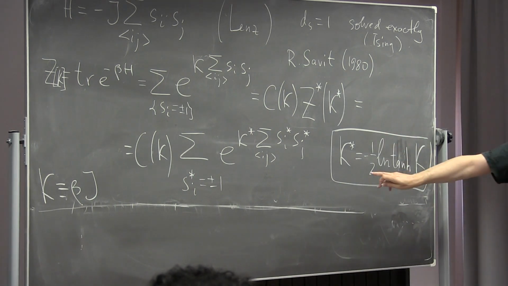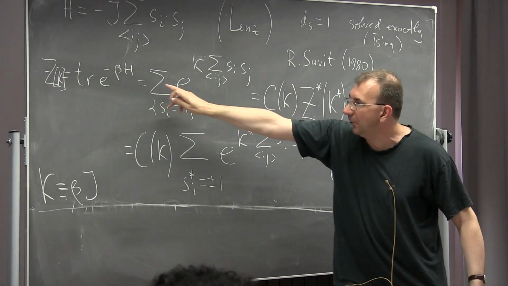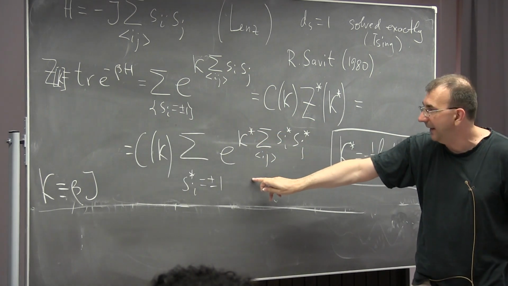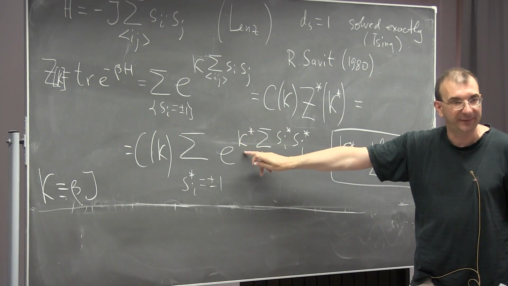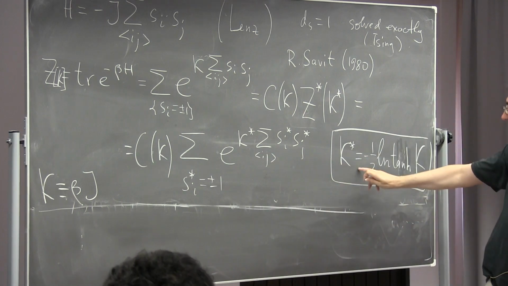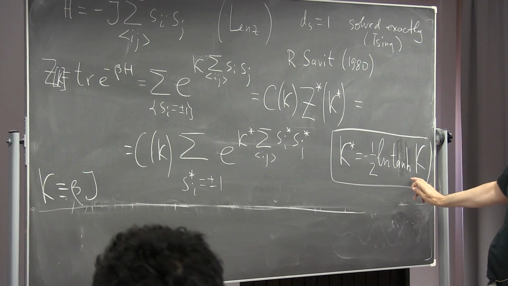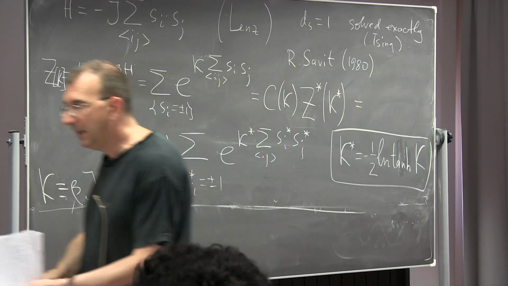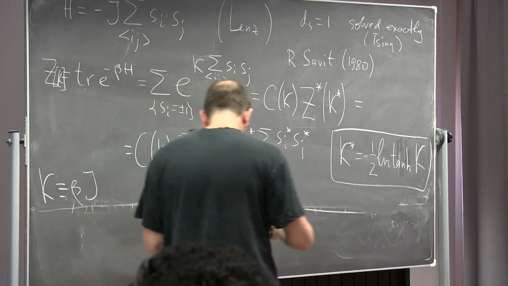The second lesson is the relationship. We rewrote this in terms of Ising again, but with a different coupling constant, K star. And K star is related to K explicitly by this equation, which you can, of course, plot.